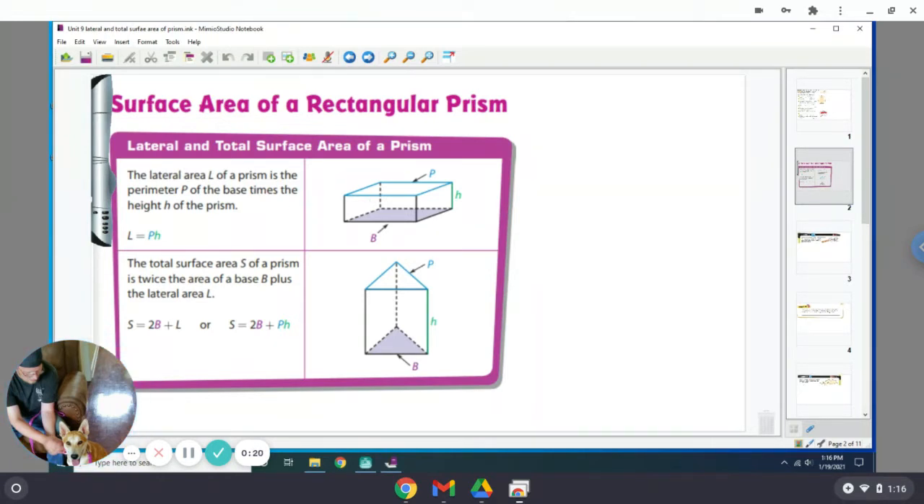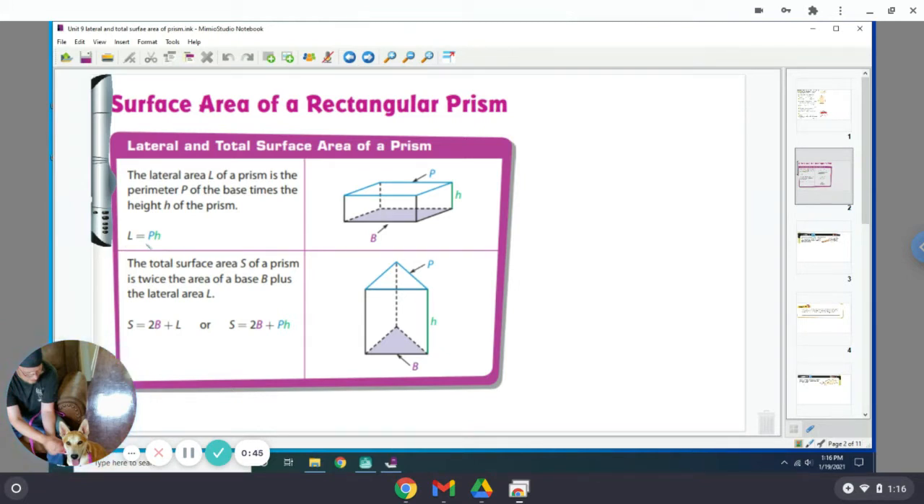figure without the base. So here you have a rectangular prism, and the prism has two bases. So this is a base, and then the top is a base. So what you're doing is you're going to try to find the area of the four faces around it. That's lateral. Total is finding the area of all the faces of the entire figure.